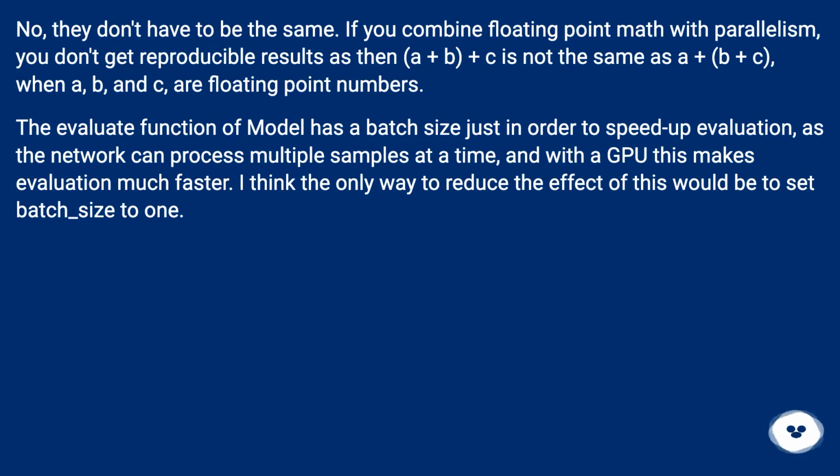The evaluate function of the model has a batch size just in order to speed up evaluation, as the network can process multiple samples at a time, and with a GPU this makes evaluation much faster. I think the only way to reduce the effect of this would be to set batch_size to 1.